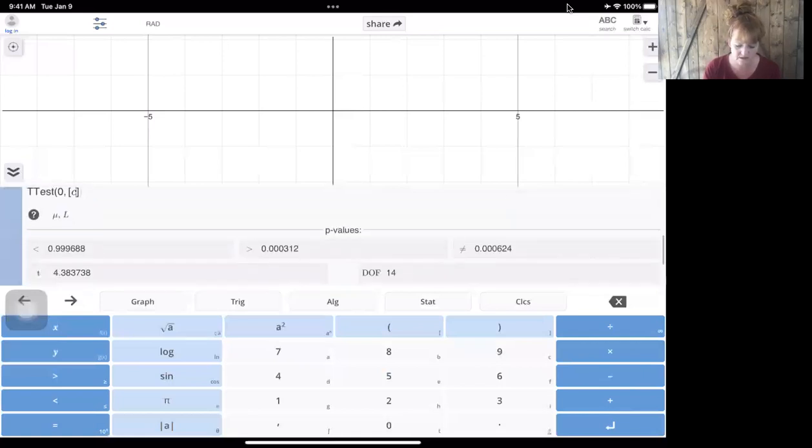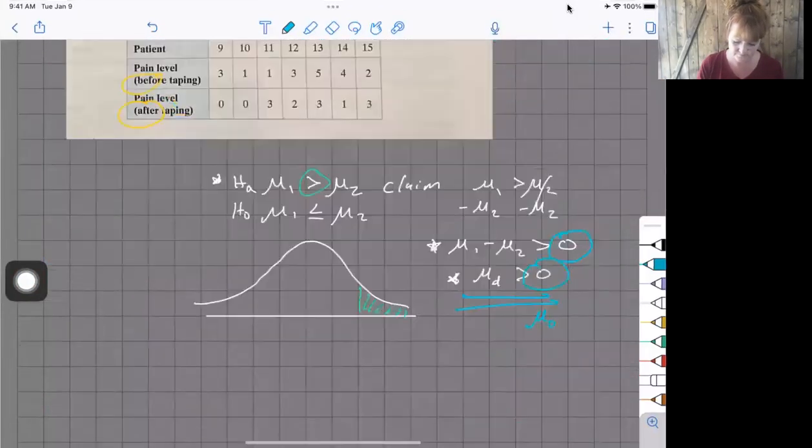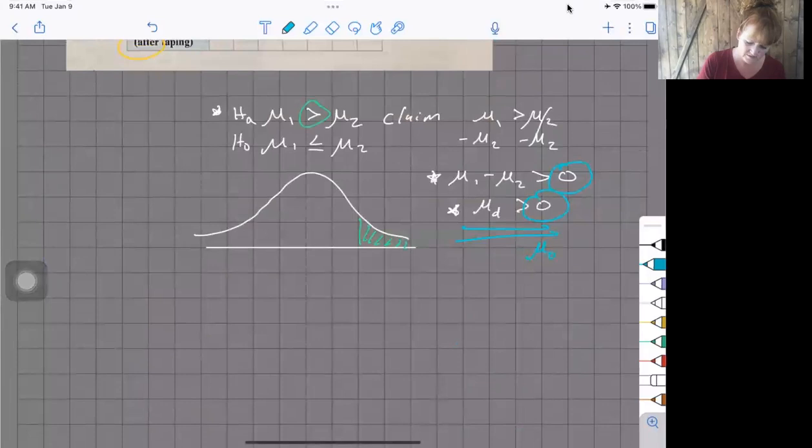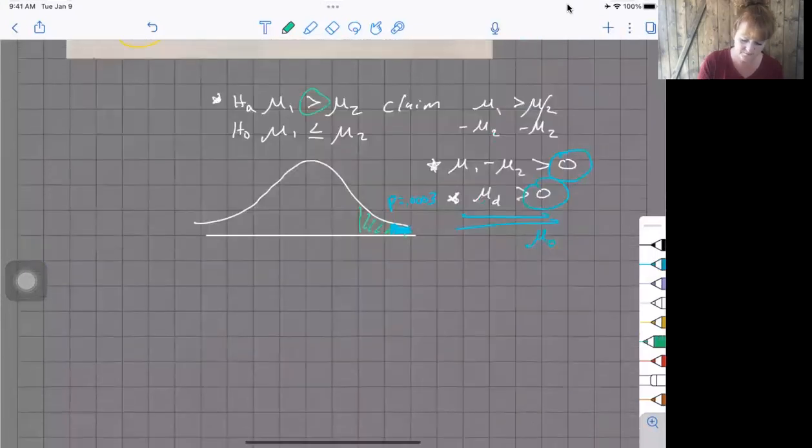For my p-value, I'm going to pick the right-hand tail, and I've got, looks like, 1, 2, 3 zeros and a 3. So my p-value is like this. It's very, very small. If my alpha is 0.05, the p-value is going to be way smaller than my alpha.